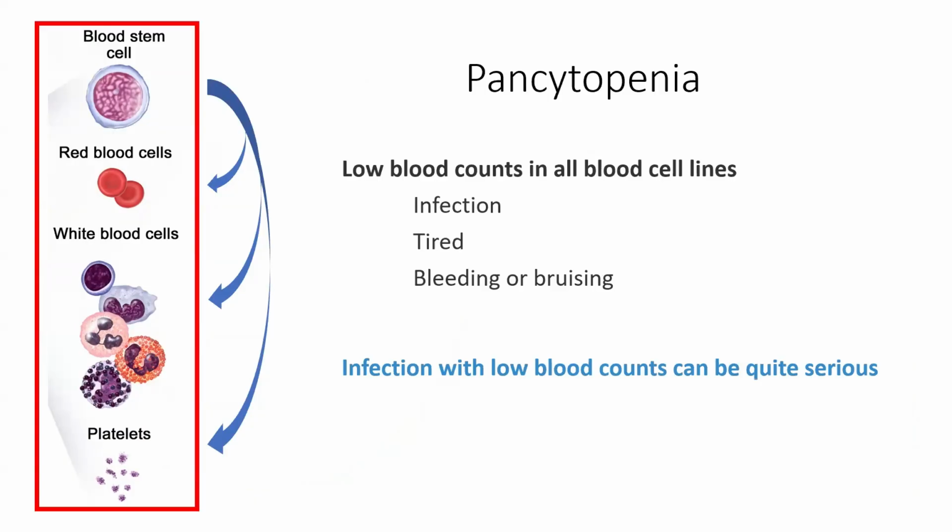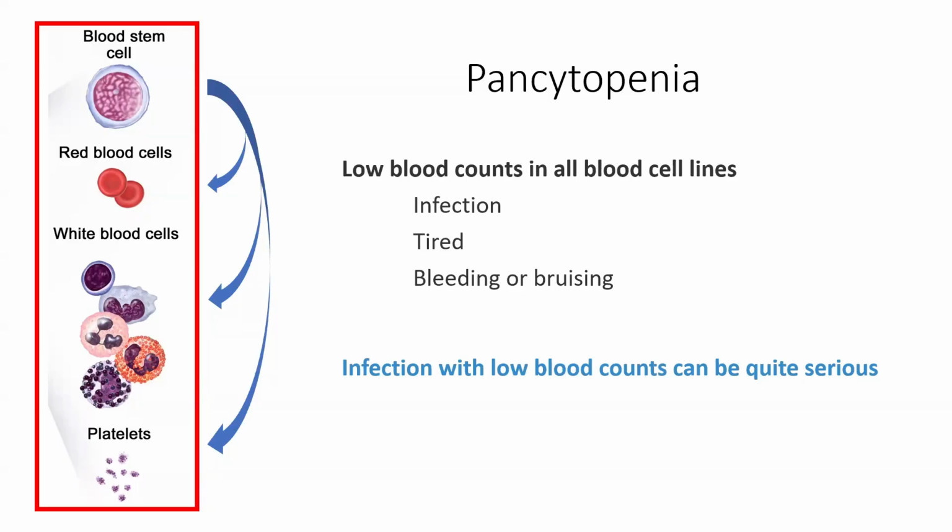And because you have problems making these cells, you start to feel them. It starts to impact how you function in your daily life. So with low white cells, you could be at risk for infections. With low red cells, you're more tired, you're dragging your feet, you can't go up a flight of stairs without getting winded and having to rest. And then if you have low platelets, you're at risk for bleeding.